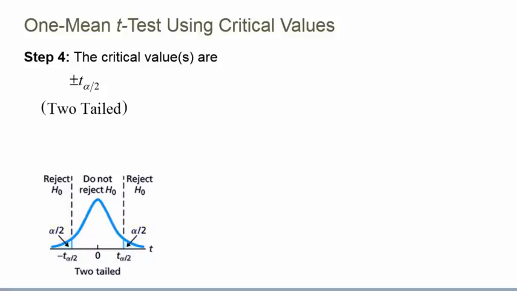Reject H sub 0 when the test statistic is to the left of negative t sub alpha divided by 2 or to the right of t sub alpha divided by 2. Do not reject if the test statistic is between negative t sub alpha divided by 2 and t sub alpha divided by 2.